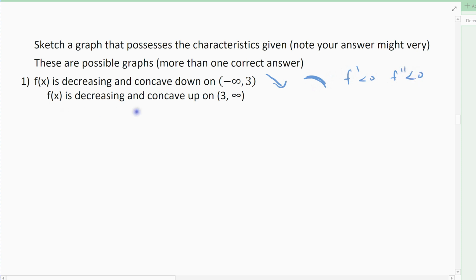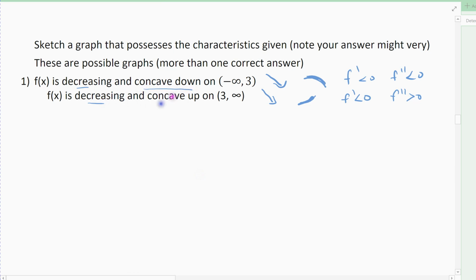Alright, f of x is decreasing and concave up. So again, still moving down, but then the concavity changes to concave up. So the first derivative is still negative, but now the second derivative is positive. 3 is sort of the magic place. 3 is the point where it switches concavity, right? It's still decreasing, so it's not a turning point, it's not a max or a min. Decreasing on both sides of 3.